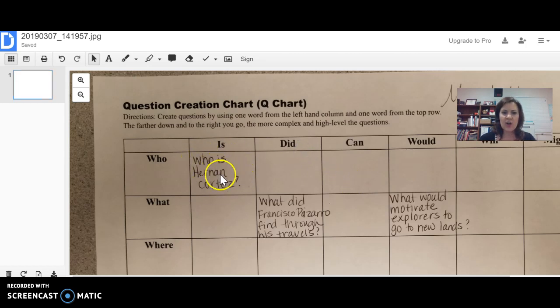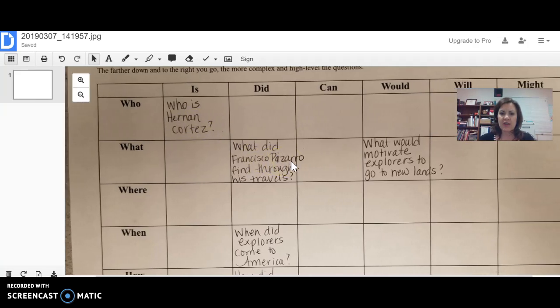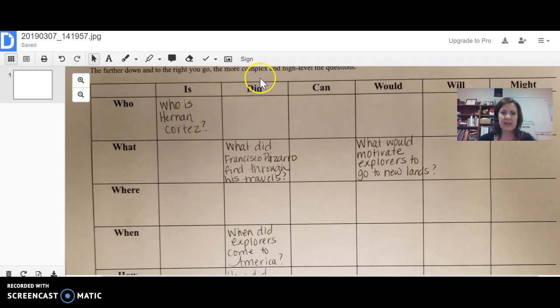So I have here, who is Hernan Cortez? That's a very low-level question. I can look up the answer. I can find out who he was, what country he came from, when he was born, when he died. And all that is good information, but it's pretty surface level. If I go down the chart a little bit, I have my what did. So what did Francisco Pizarro find through his travels? It's a little bit deeper.